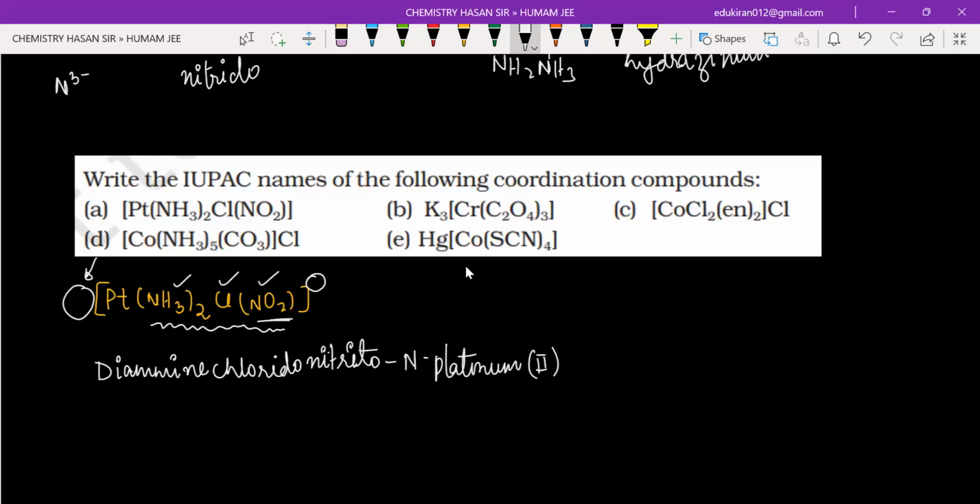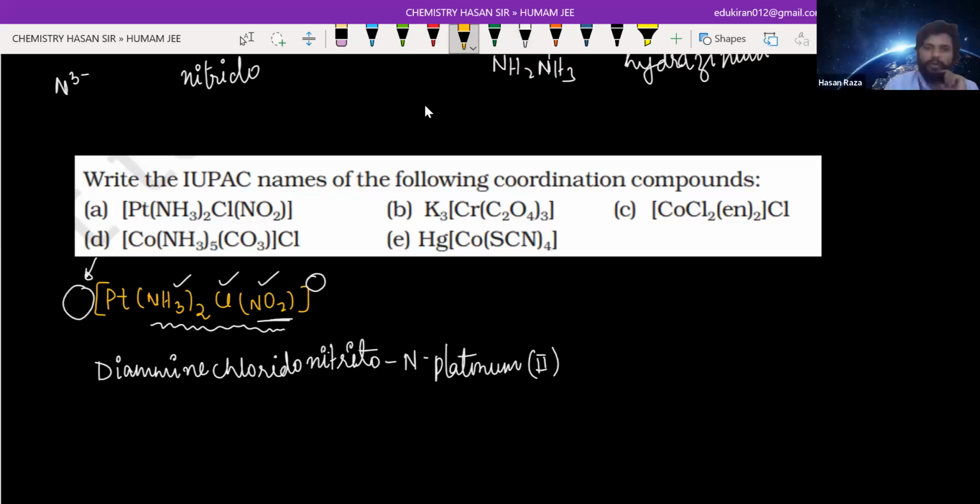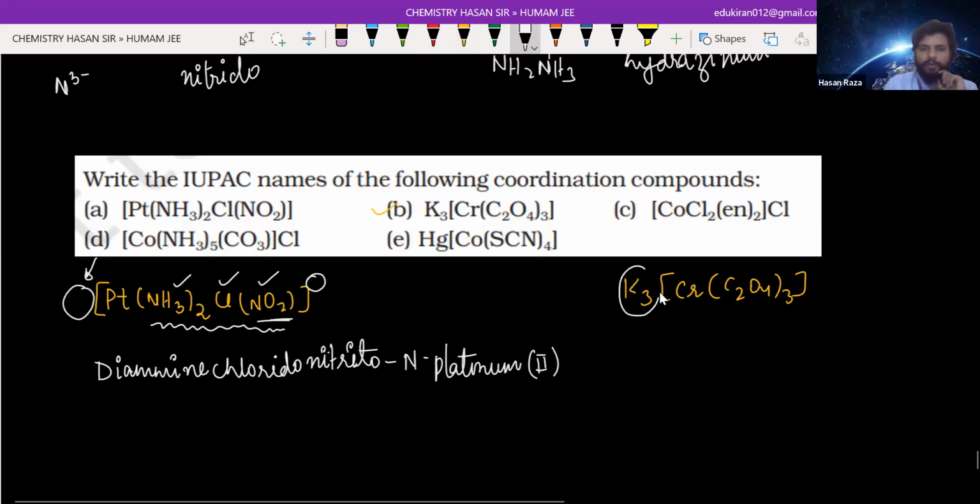Yes or no? Now, in the same way, I'm going to take another example for the B1. You can see this is your K3, and then chromium is there, then C2O4 is there, whole thrice. Now you are going to look at this. There is a positive counter ion. Positive counter ion, you are going to write it first. And also, if positive counter ion is there, that means this complex is your anionic complex.